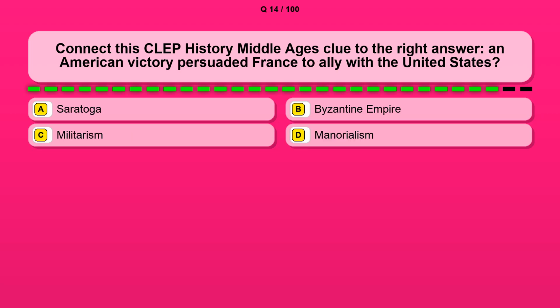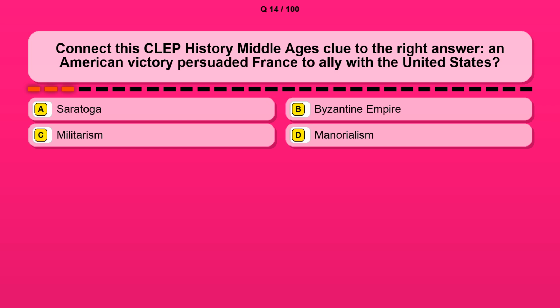Question 14. Connect this CLEP History Middle Ages clue to the right answer. An American victory persuaded France to ally with the United States. Option A, Saratoga. Option B, Byzantine Empire. Option C, militarism. Option D, monasteries.